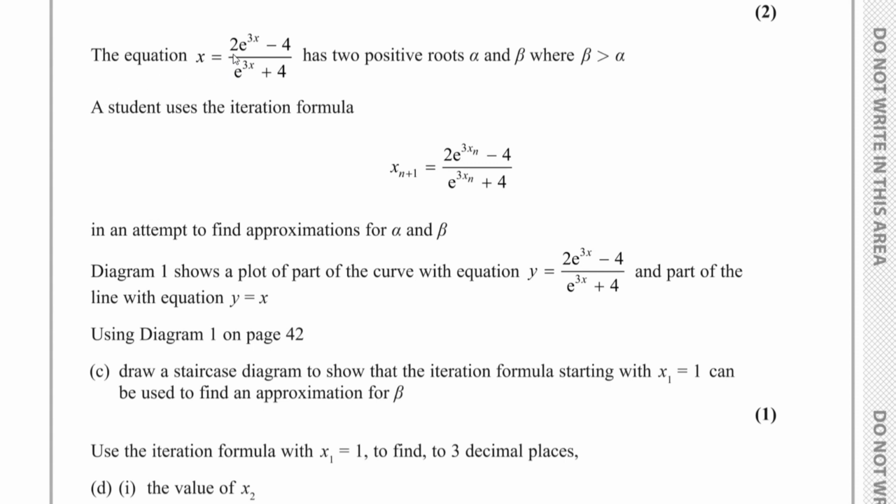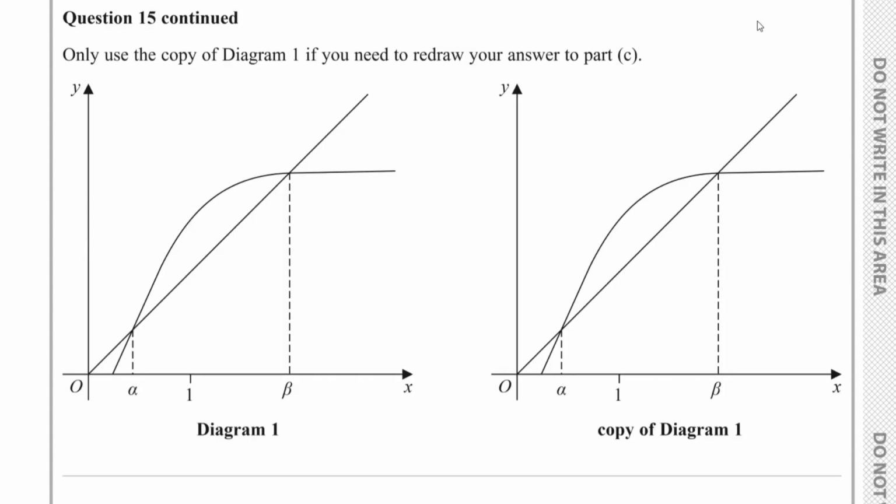The equation x equals 2e to the 3x subtract 4 over e to the 3x plus 4 has two positive roots, alpha and beta, where beta is greater than alpha. A student uses the iteration formula xn plus 1 equals 2e to the 3xn subtract 4 over e to the 3xn plus 4 in an attempt to find approximations for alpha and beta. Diagram 1 shows a plot of part of the curve with equation y equals 2e to the 3x subtract 4 over e to the 3x plus 4 and part of the line with equation y equals x. Using diagram 1, we have to draw a staircase diagram to show that the iteration formula starting with x1 equals 1 can be used to find an approximation for beta.